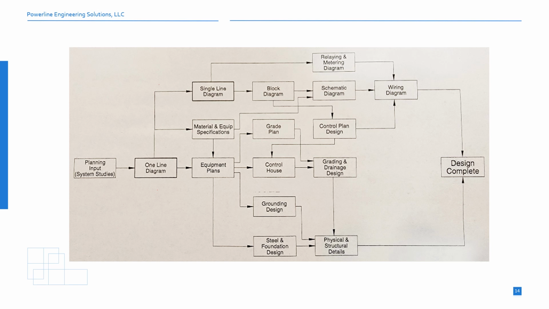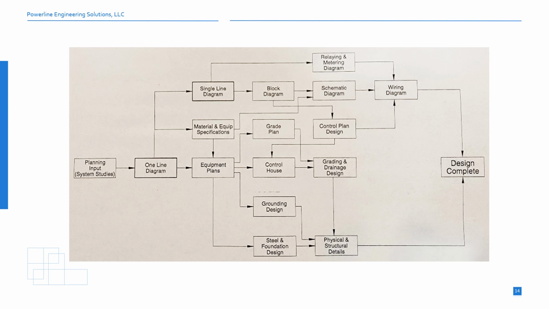This is an illustration that summarizes the substation design process in a block diagrammatic fashion. This can be essentially broken down into 5 parts or sequences. Firstly, a high-level one-line diagram is generated based on the system studies and planning input. It is then used to create a more detailed single-line diagram, equipment plan layouts, and major equipment specifications.